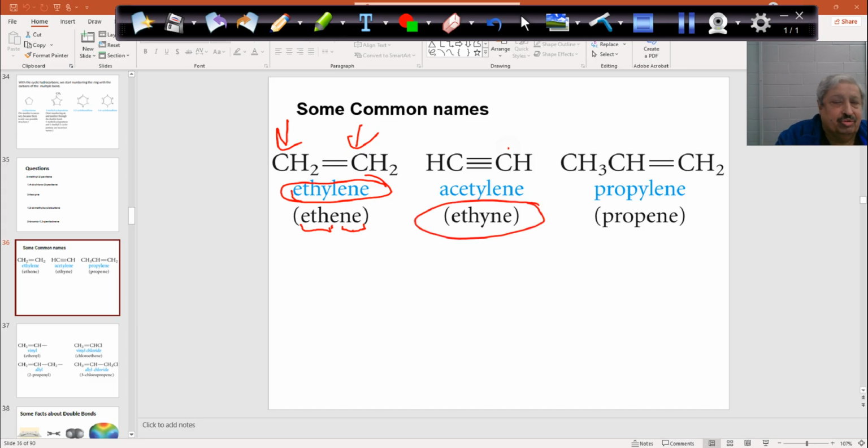Ethyne has two carbons and one triple bond. This is the triple bond here, and "eth" is two. It has a common name, acetylene. Where do we find this one? Come on, guys, somebody tell me. I told you ethylene is the plastic bags. And acetylene, where? You know that. Come on, guys, don't Google it.